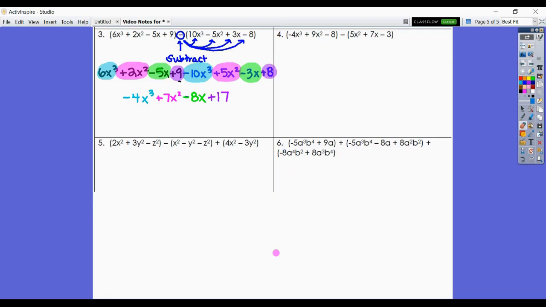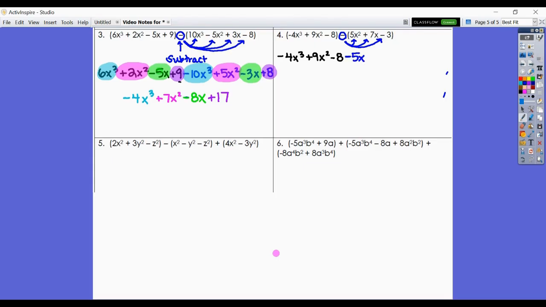I have negative 4x cubed plus 9x squared minus 8 subtracted by the whole polynomial. So since it's subtraction, I know I'll need to distribute that negative to the 5x squared, the 7x, and the negative 3. Just write your first polynomial, first parentheses down where you had no subtraction to it. And then we go ahead and change the signs of everything in that second parentheses that followed after the subtraction symbol. So it'll be negative 5x squared minus 7x plus 3.